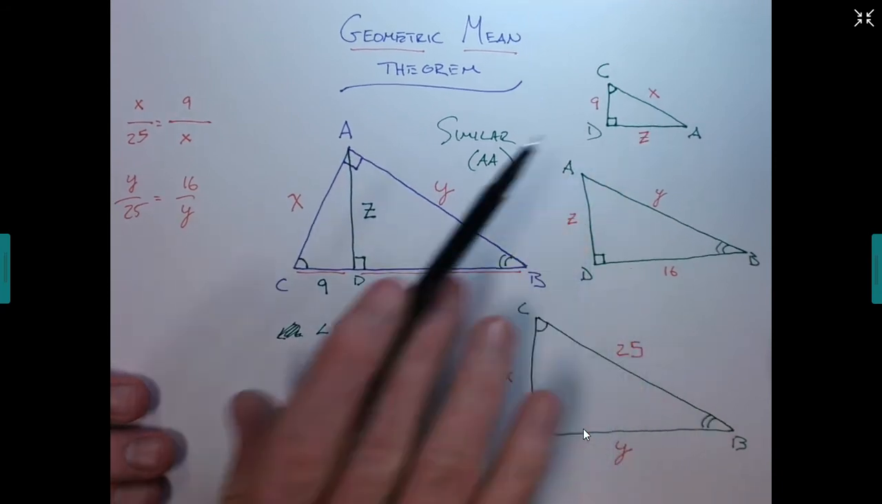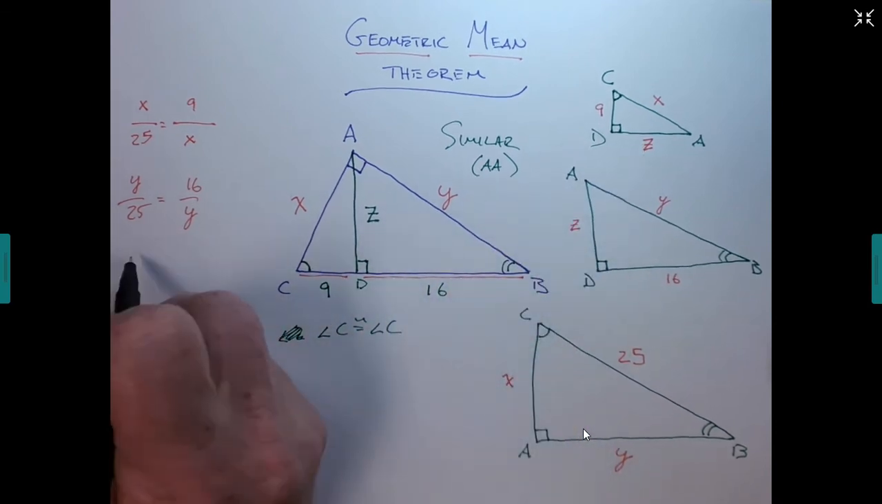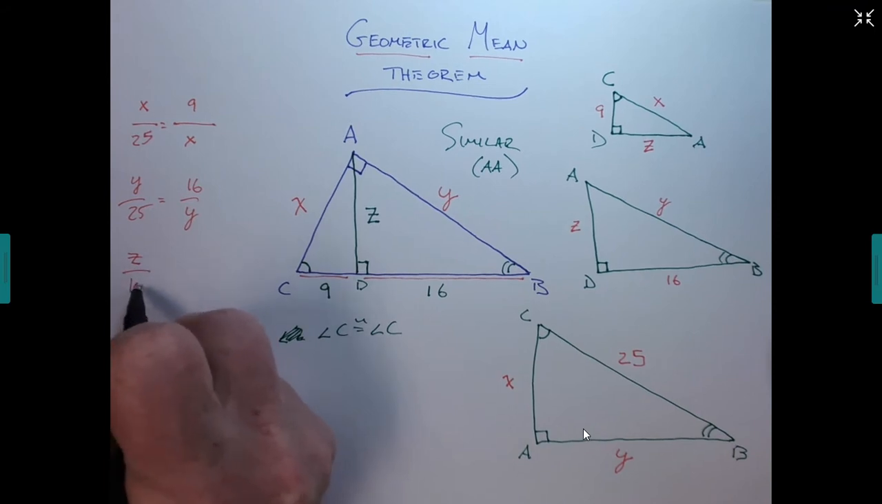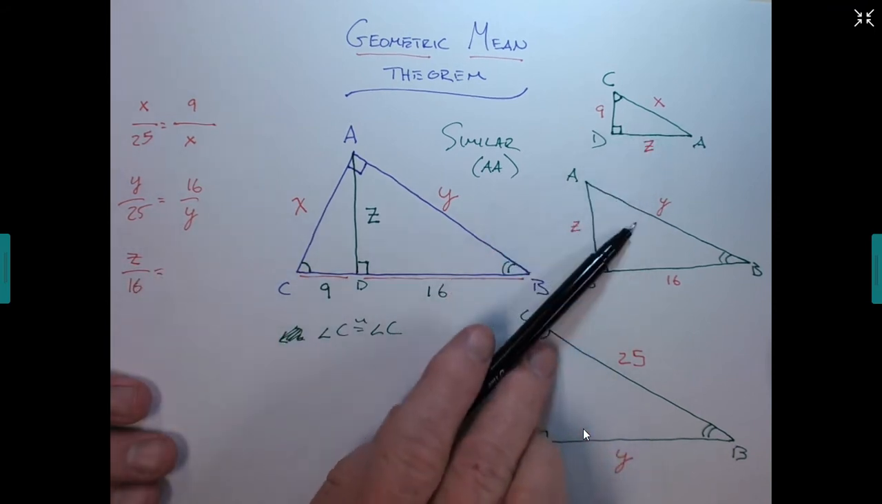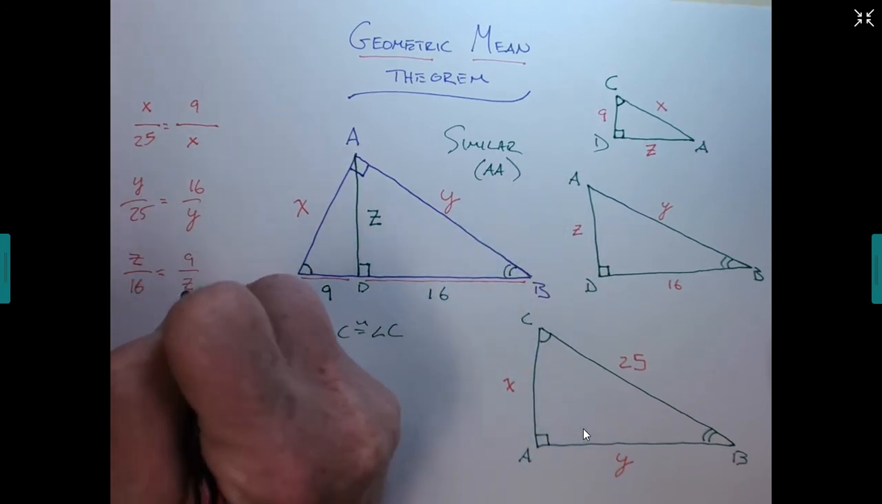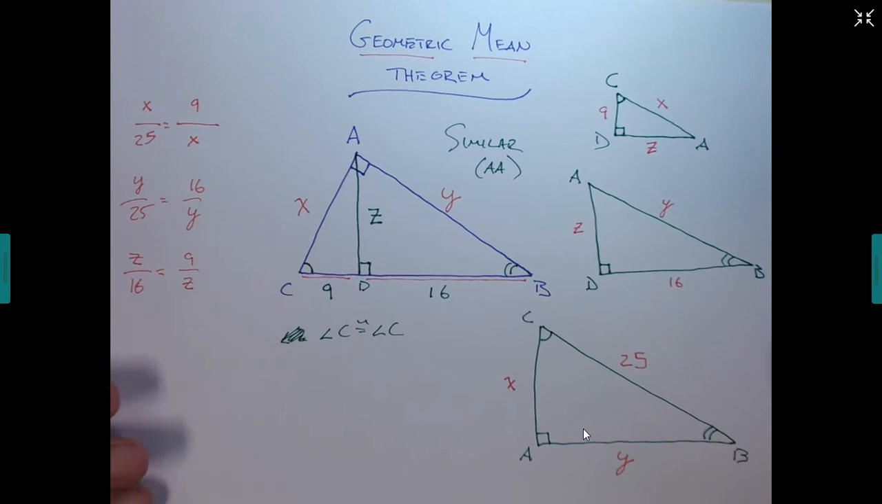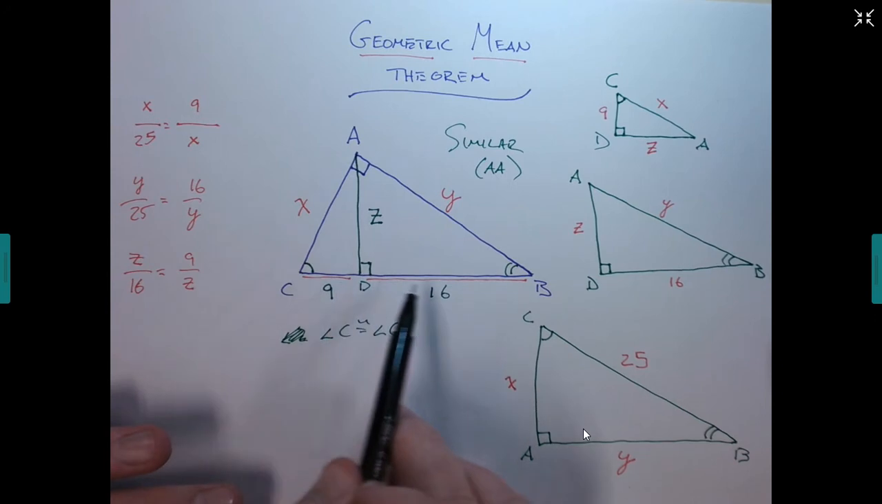There's a z. I don't want to match up z with y. Let's match up z with 16. So I'm stuck in these two triangles, and then I'll do 9 and z. There's the 3 hidden geometric mean proportions inside this one situation.